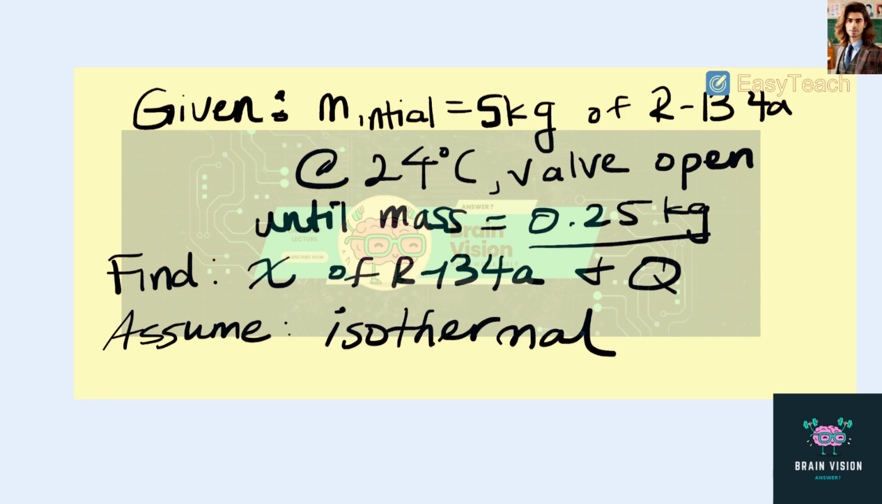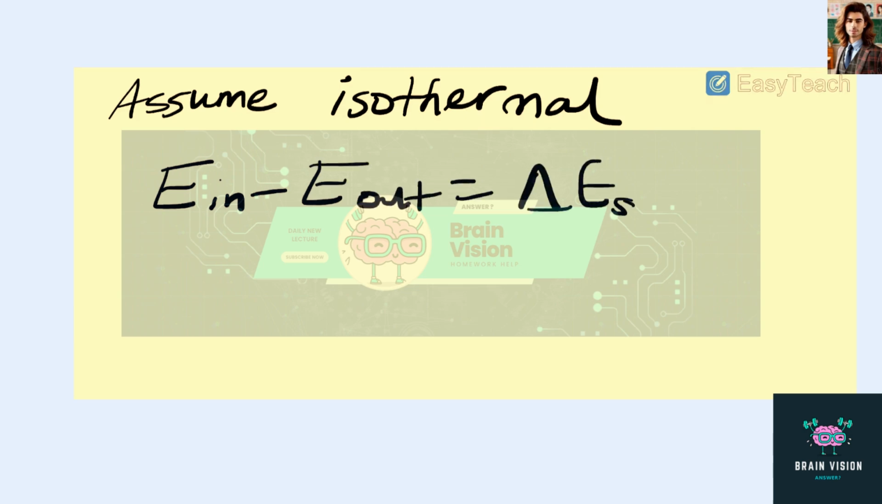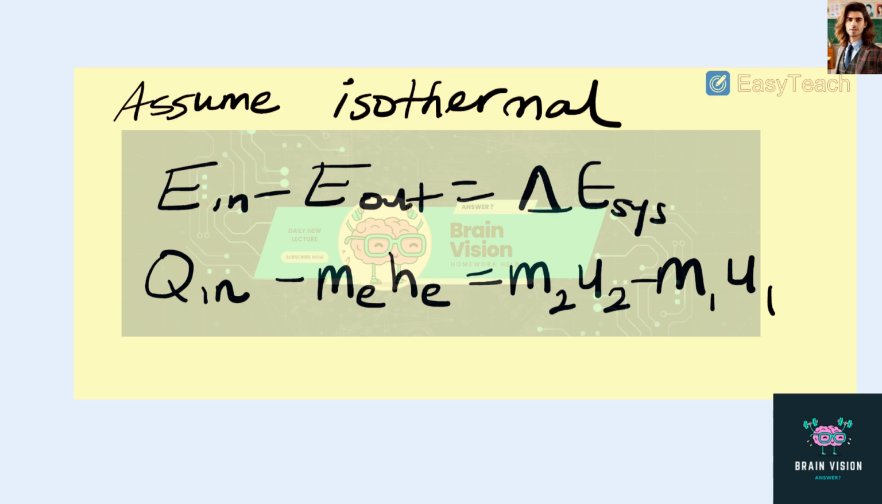First we define our system: the tank. The energy balance is energy in minus energy out equals the change in energy of the system. Plugging in, the heat transfer minus the mass leaving times the enthalpy leaving is equal to the change in energy, M2U2 minus M1U1, where M2 is the mass in the tank at the end and M1 is the mass we start with.